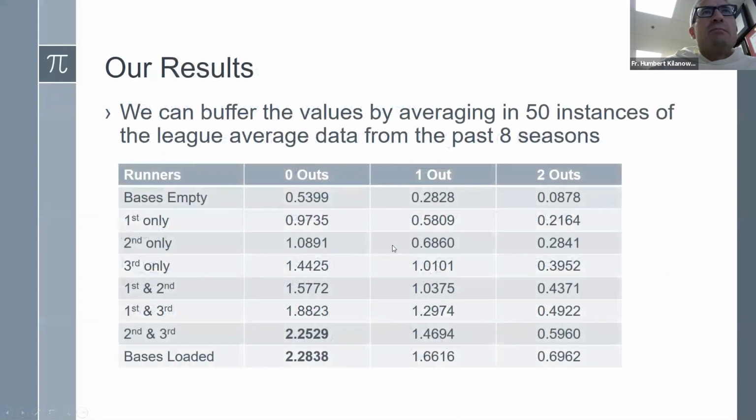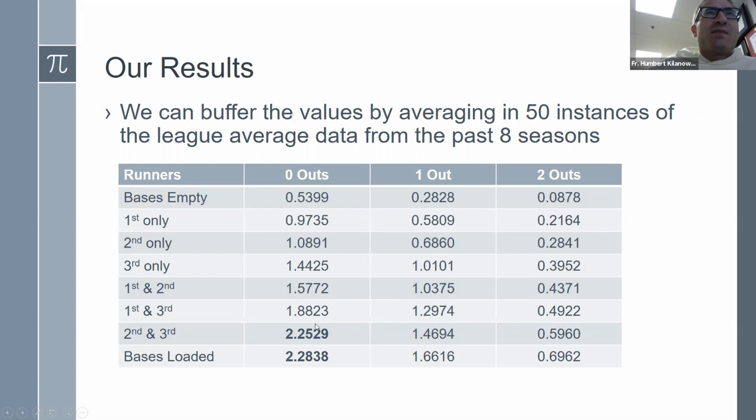So let's say if you had runners on first and second with 1 out, run expectancy is 0.5809. The batter hits a single where the runner from second scores and the runner from first moves to third. So you go from first and second to first and third, 1.0375, that increases to 1.2974. But the run value is not just this difference. You also have to add 1 because a run scores on the play. So the actual run value of that single would be close to 1.26.